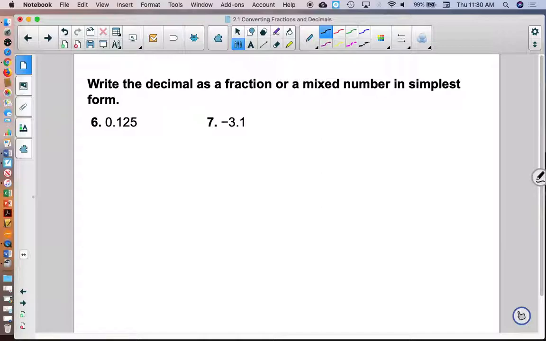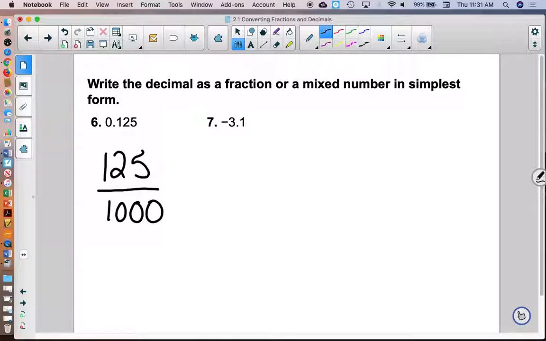As I walk around, I'm not even sure everybody has this written down to start with, because some of you read it as 125 hundredths. It's in the thousandths place, okay? Now, Cole, is that in simplest form? Is it simplified? No. How do you know that?